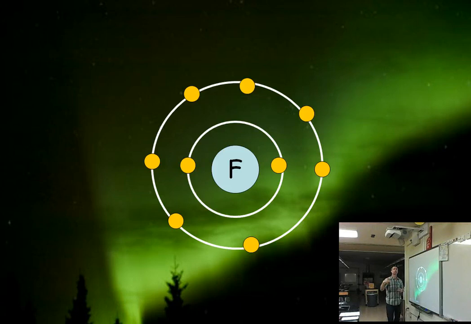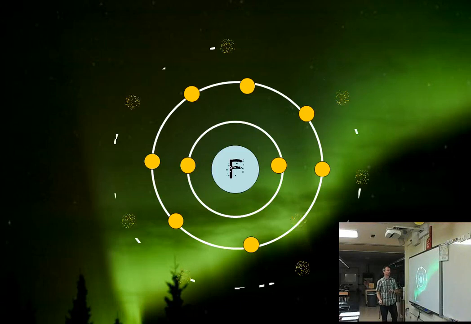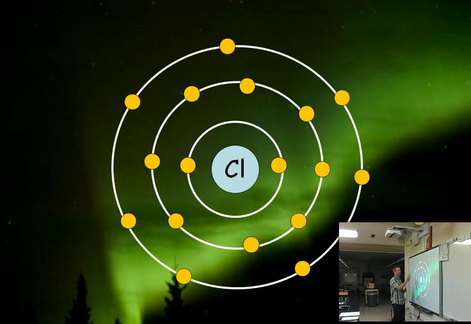So if I compare, for example, fluorine and chlorine, fluorine has 7 valence electrons, but 9 total electrons. Those valence electrons are in the second energy level, whereas chlorine has 17 electrons. Those 7 valence electrons are in the third energy level. So clearly, as I go down, I'm getting bigger. As I go up, I'm getting smaller.